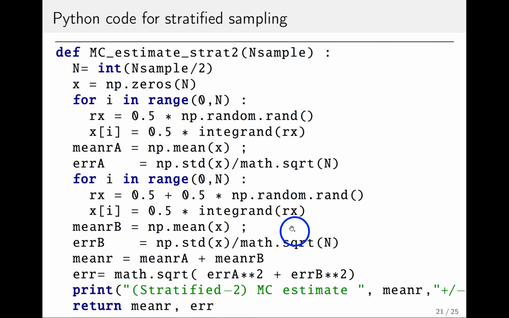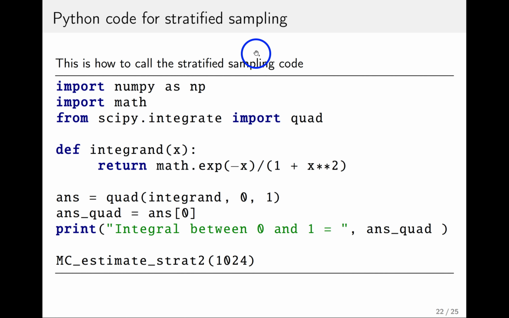Okay, so this is all rolled inside a function where you put in the number of samples. And so here's how I'd use it. Remember, we're computing e to the minus x divided by 1 plus x squared. So this is the integrand. Here I'm calling the estimate stratified 2, because I've broken the integral into two parts. And I've also computed the integral using the more efficient method in 1 dimension, the quad function from the scipy.integrate library.